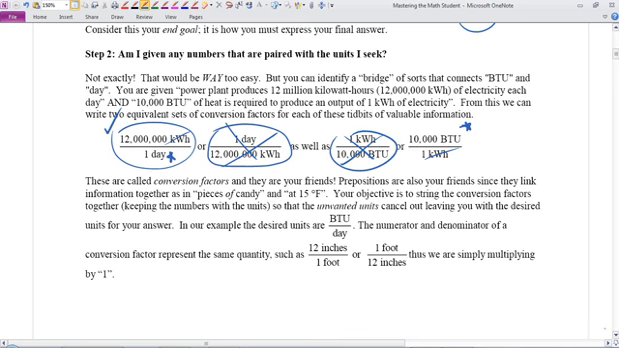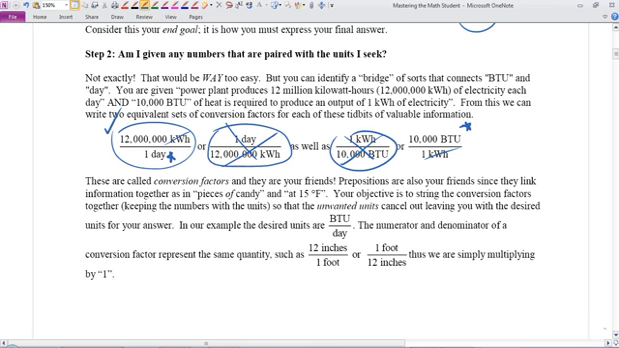So your objective is to string these conversion factors together, keeping the numbers with the units. Don't get creative and move the numbers around. They've got to stay with their unit. Think of it as your first name and your last name. We want to structure our conversion factors so that the unwanted units cancel out, and we are left with the units that we are seeking. In our case, it's BTU per day.